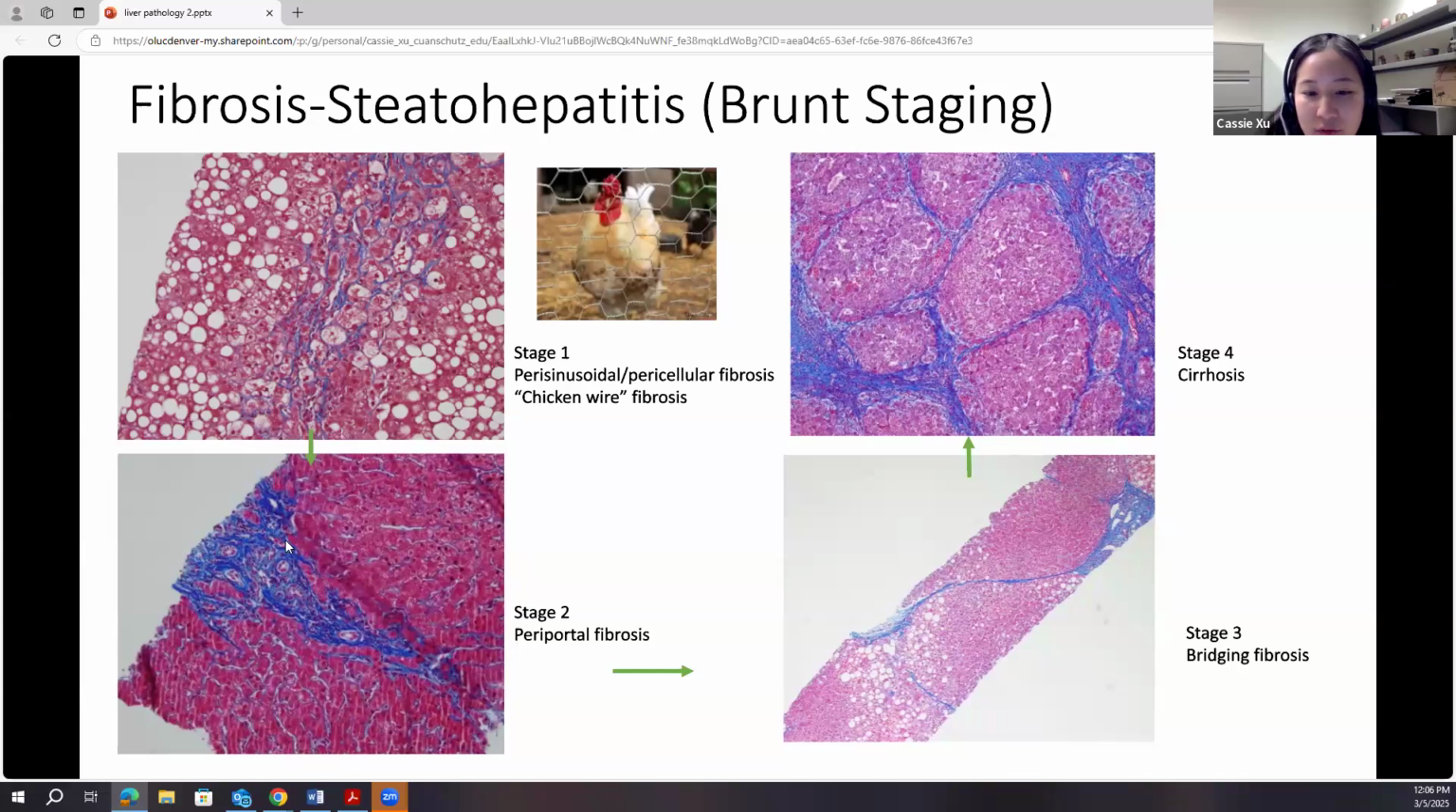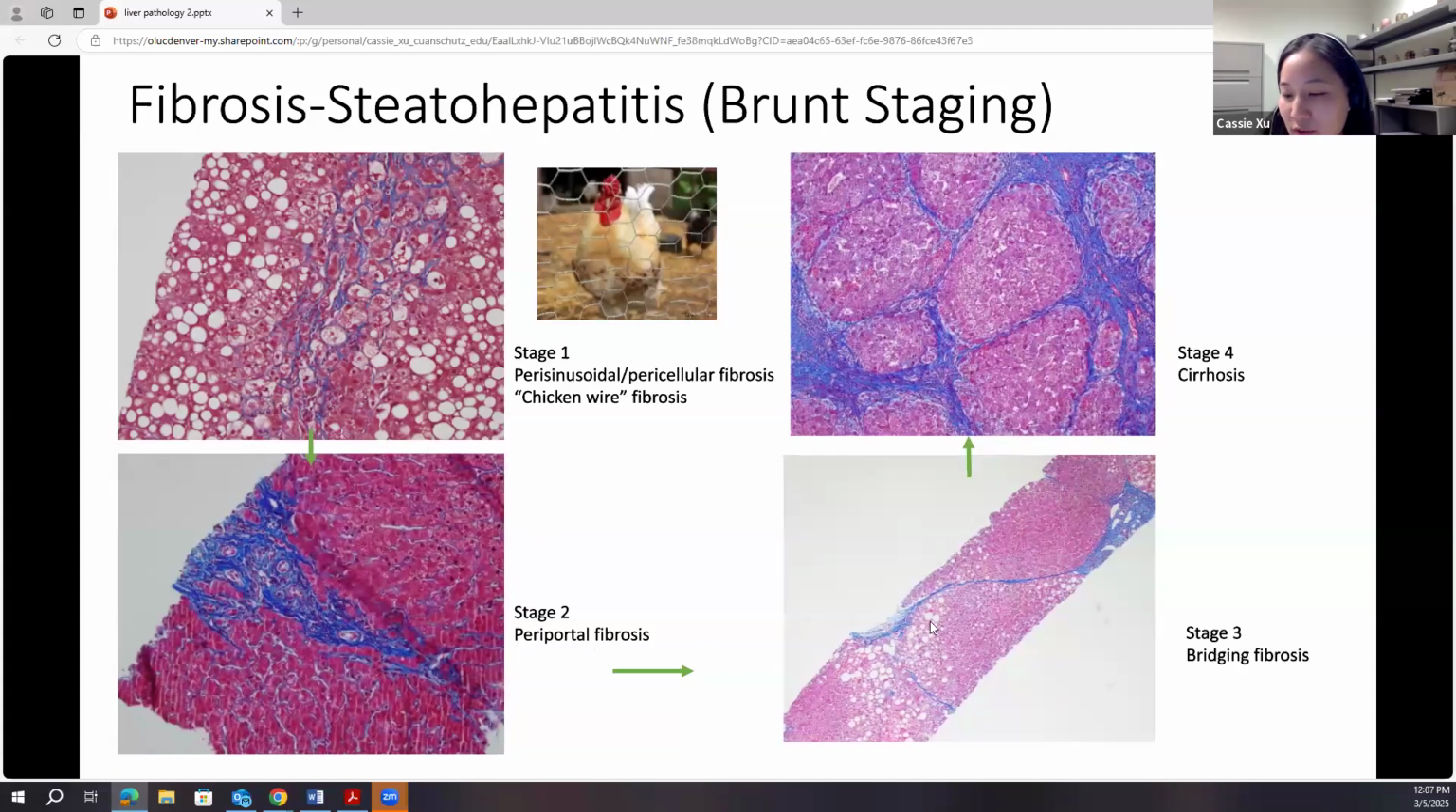Stage 2 is where we have fibrous expansion of the portal tract, with collagen deposition extending out of the portal tract. These thin fibrils extending out have a kind of spidery appearance to me. So this is stage 2, periportal fibrosis.